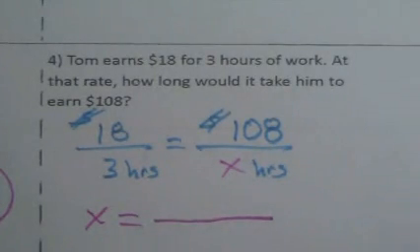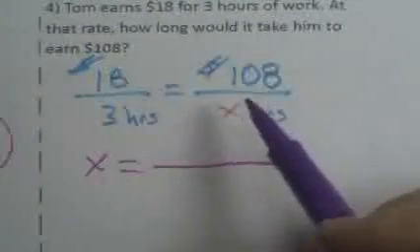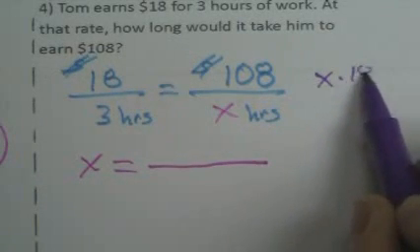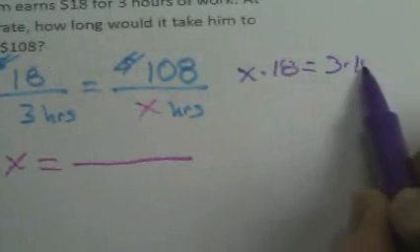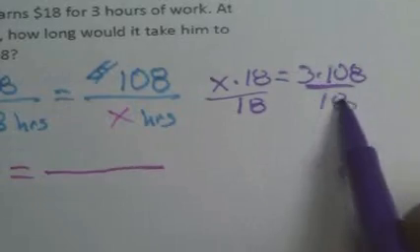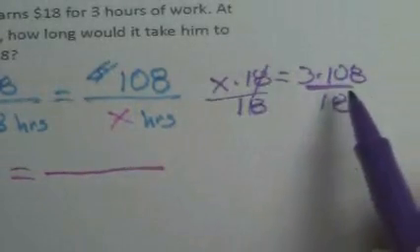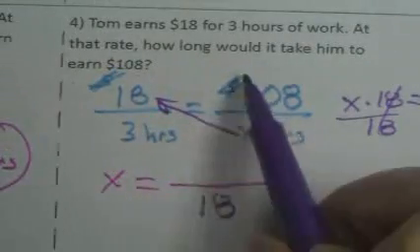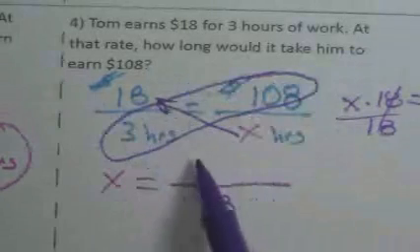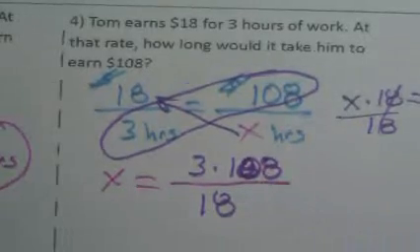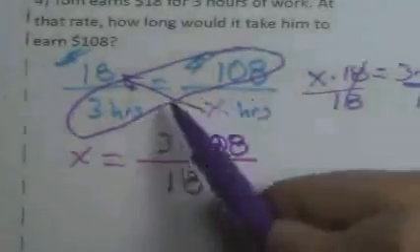And remember the shortcut to this? Remember, these two go together, then these two go together, then you divide by 18. But, for example, we have x times 18 equals 3 times 108. Okay, so you have that, then you end up dividing by 18. All right, but the shortcut is simply the one diagonal of x goes on the bottom, and the other two numbers go on top. 3 times 108. Okay, so this is just a shortcut that I do.